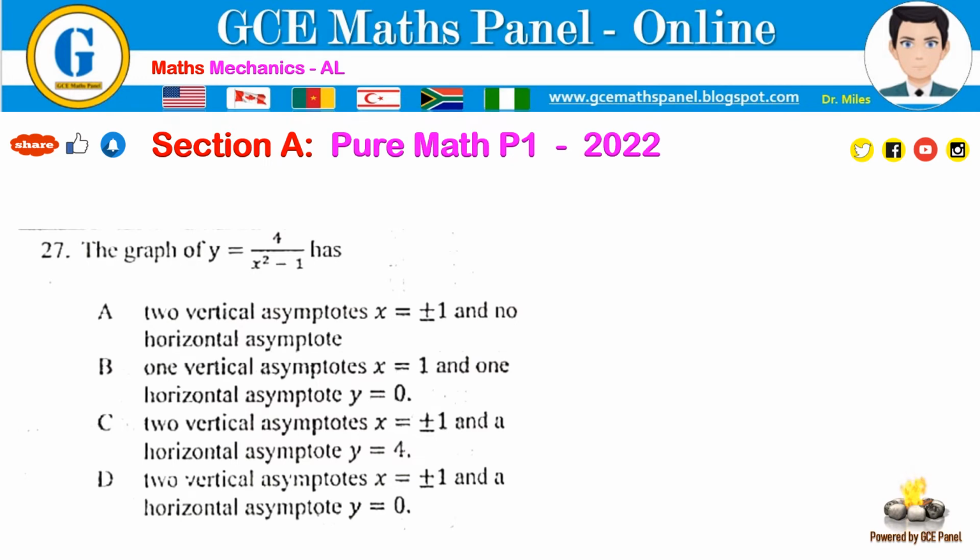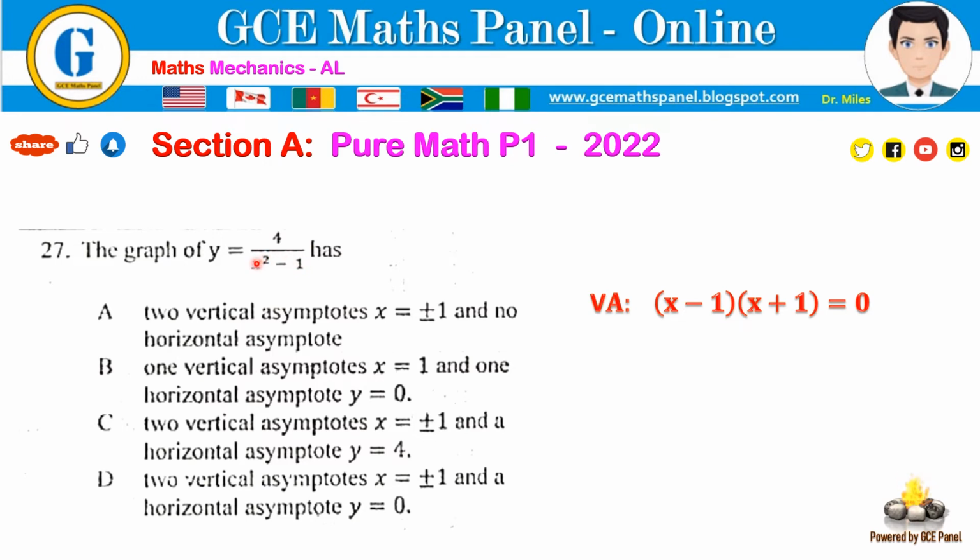Question 27. The graph of y equals 4 over x squared minus 1 has. So we have done so much on functions online. You can see our notes on functions, though we have mostly dedicated them to the technical school students. Look at those graphs on functions, and you'll see most of these types of functions, rational functions. So this function is, first of all, a rational function. Now, for the vertical asymptotes, the denominator should not be equal to 0.